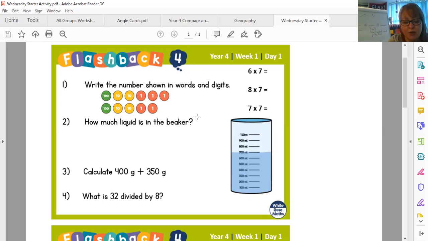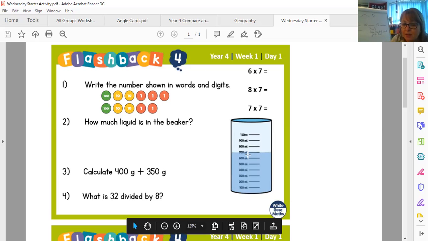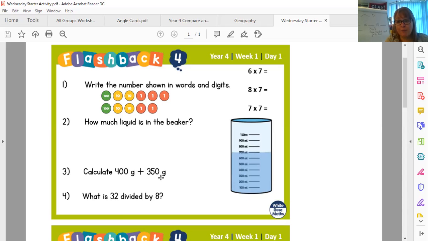The next one is asking you to look at how much liquid is in the beaker. So you need to have a look at the line and just read it off. The next one is asking you to calculate. So we look at the symbol, which is the add sign, so you need to add those 2 together. If you can't quite manage that in your head, you could always use a column method that you revised last week. And then the final one, 32 divided by 8, it's remembering to use this sign. We're looking to divide, so all it's asking you to do is 32 divided by 8.